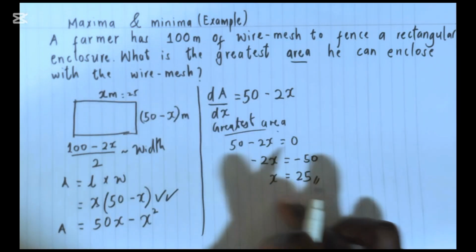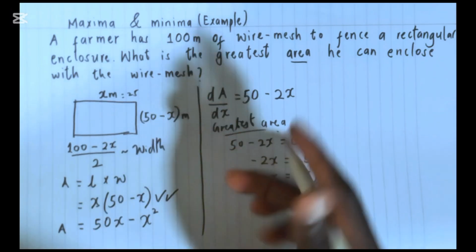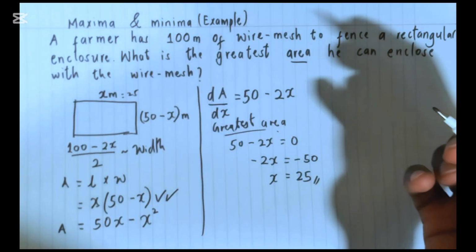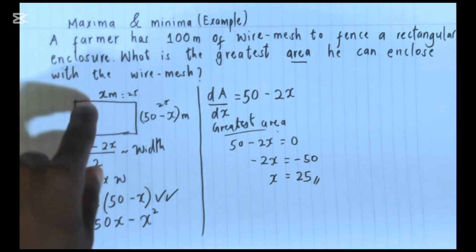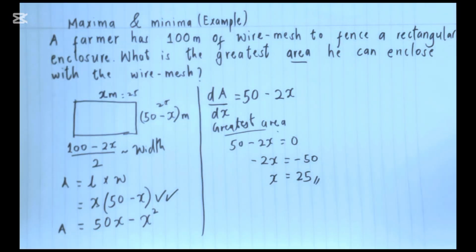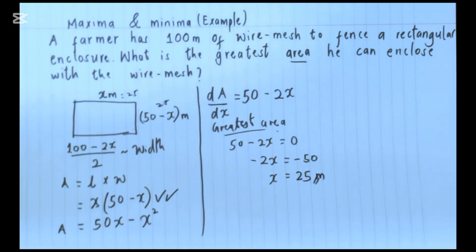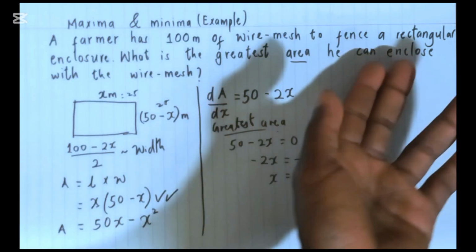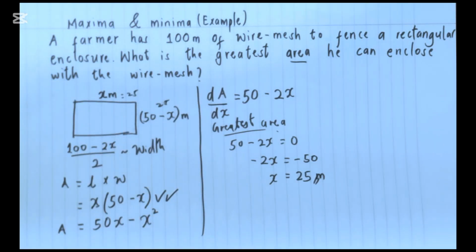50 minus 25 is again 25. So this is actually a square. Oh my god, I didn't expect to see that. The statement says it's a rectangular enclosure, but we're actually finding out that it's a square. I really can't tell why.